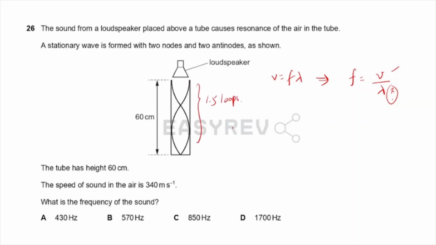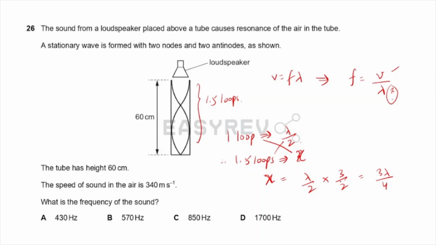We also know that one loop has precisely half a wavelength in it, right? So if we had 1.5 loops, how many wavelengths would that be? Well, it's just a matter of cross multiplication. Let's call that x. We get lambda over 2 times 1.5 or 3 over 2, and we get 3 lambda over 4. So this represents the length of the waveform presented here in terms of wavelength.